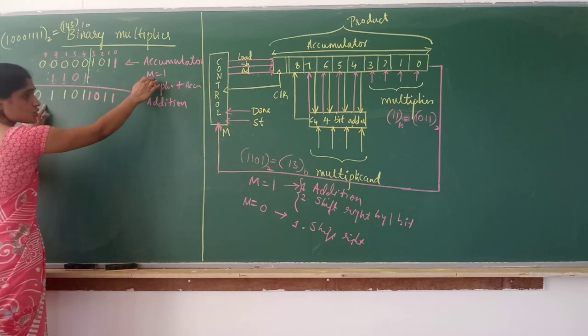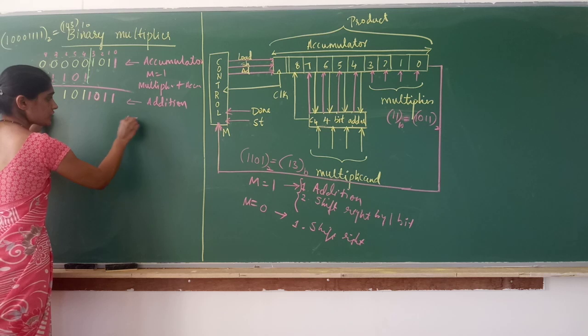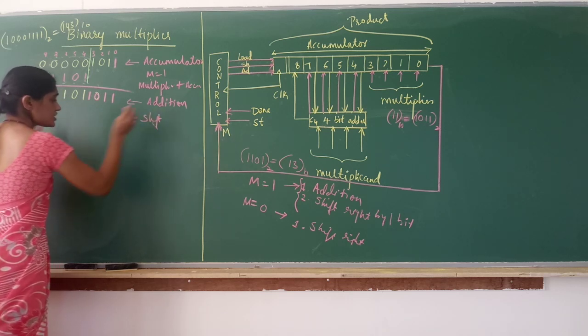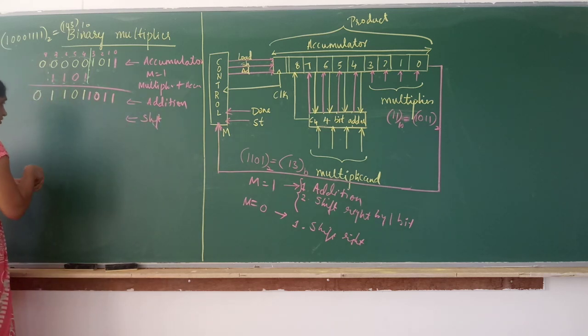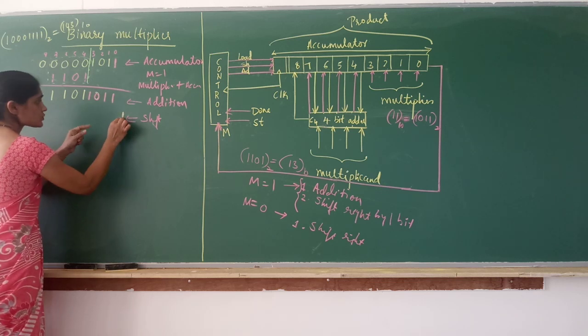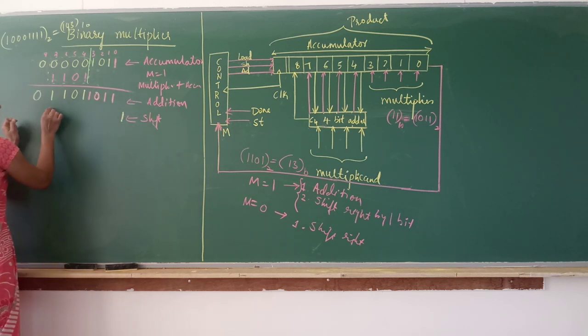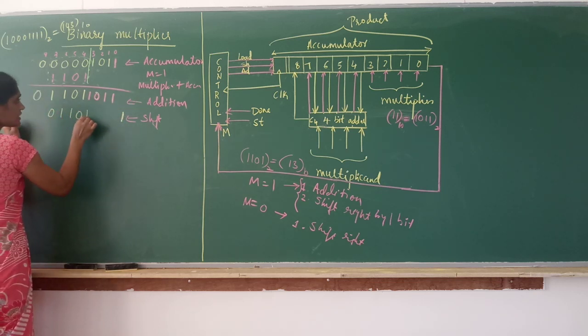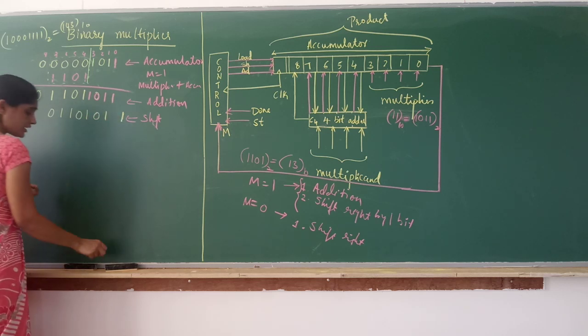Addition is done. So when m is equal to 1, addition, then what? Shift right. That means this side. Shift right. So this 1 will come out. Then 0, 1, 1, 0, 1, 0, 1, 1. Correct?